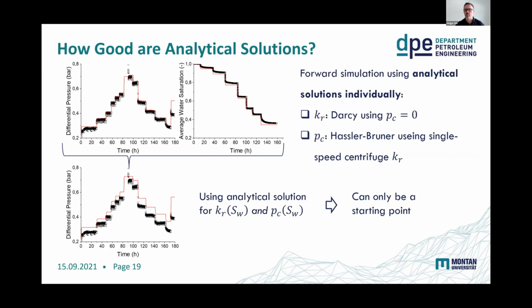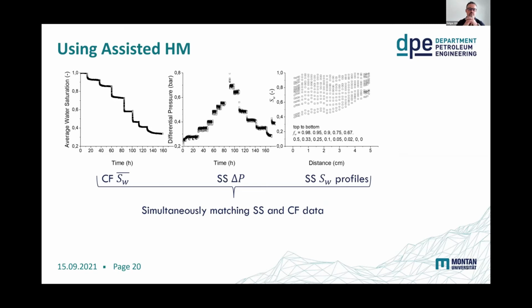We now forward model, including KR and PC, and what we see is that it doesn't fit at all. So this means the combined information doesn't give us a match. So it can just be the initial point, what I mentioned before. Okay, good. Then the next step would be the assisted simultaneous history matching of 2 data sets.